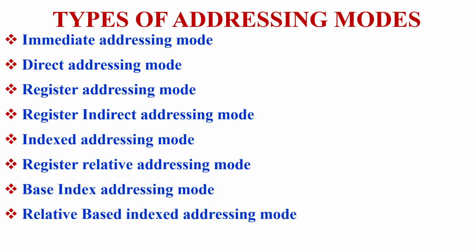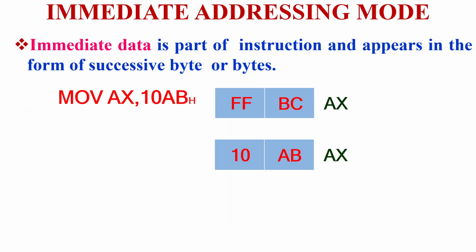The types of the addressing modes that are used in 8086 are listed here: immediate, direct, register, register indirect, indexed, register relative, base indexed, relative based indexed. We'll discuss the addressing modes one by one. First addressing mode we are going to discuss is about the immediate addressing mode.